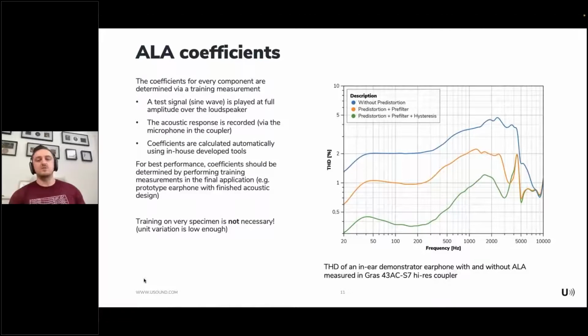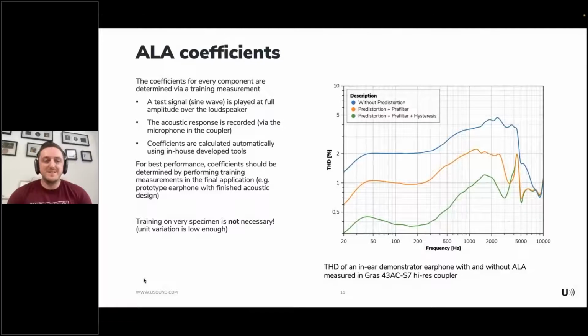Now, the way that those training measurements are done is quite simple. So we play a test signal, which is a simple sine wave at full amplitude over the loudspeaker. So it's important to achieve the maximum excursion that the loudspeaker is capable of, so that we can train for all of its nonlinearities, even at very high levels. Then we record the acoustic response of the loudspeaker, typically by just placing the loudspeaker inside the coupler. And then using an in-house developed tool, we calculate those coefficients, comparing the test signal and the acoustic response.